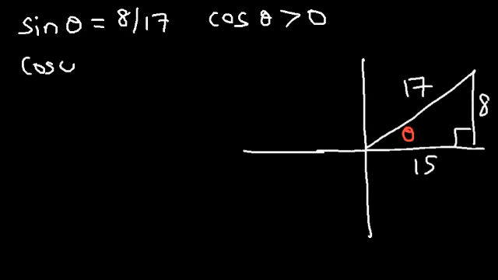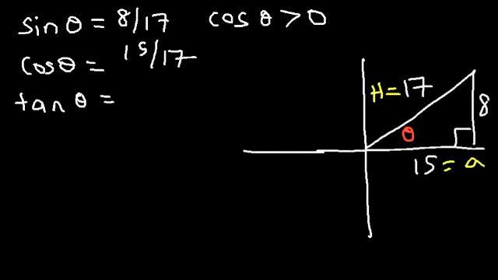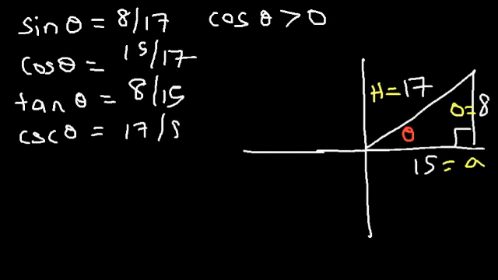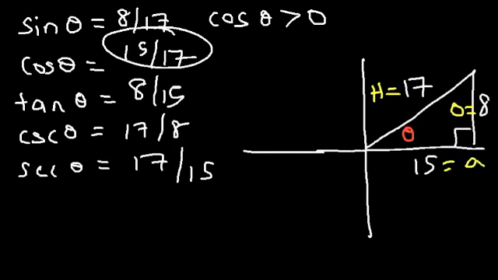So cosine theta, which is equal to the adjacent side divided by the hypotenuse, is going to be 15 divided by 17. Tangent theta, which is equal to the opposite side, so I'm going to put O for opposite, divided by the adjacent, is 8 over 15. Cosecant theta is 1 over sine, so that's 17 divided by 8. And secant is the reciprocal of cosine. So since cosine is 15 over 17, secant is 17 divided by 15. And finally, cotangent is 1 over tan, or 1 over 8 over 15, which is 15 over 8.